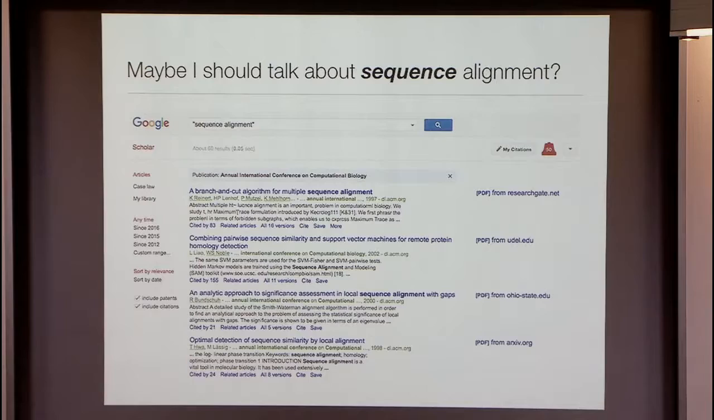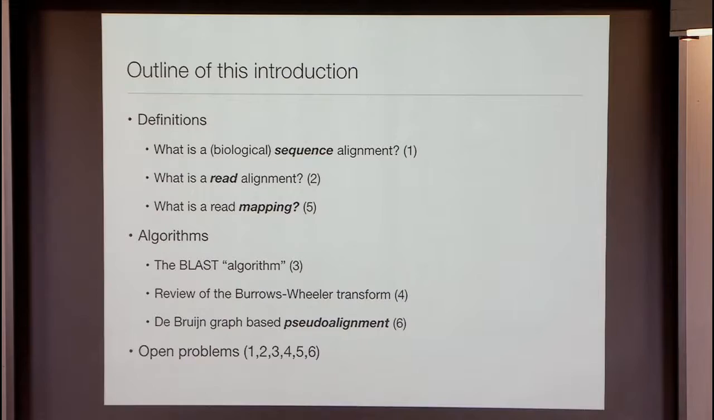So what I'm going to do in the tutorial today is basically go through a couple of definitions and try to tell you what I actually think biological sequence alignment is, because that wasn't done yesterday, so that'll be something new. And I'll talk a little bit about what read alignment is, what read mapping is, and then compare and contrast. And then I'll tell you a bit about algorithms for these things. I know you've heard about the Burrows-Wheeler transform. I'll say a word about that. I'm not going to go too much in depth into the algorithms.